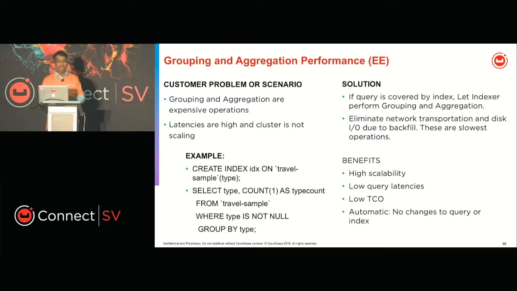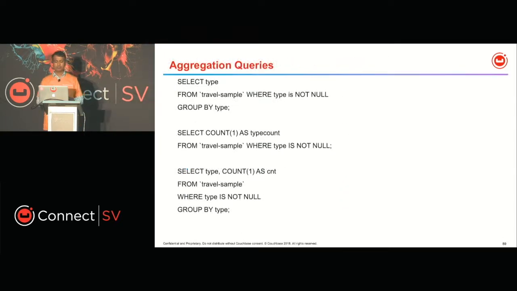In this case, I have an index on type, and if you see here, the query is select type. I'm just trying to see how many types we have and counts for each type. I have select type, count of 1 as type count from travel sample where type is not null, and group by type. The where clause type is not null has to be given just so that we choose that particular index. And now this gives me back the results in a few milliseconds instead of seconds. So these are the types of sample aggregation queries.